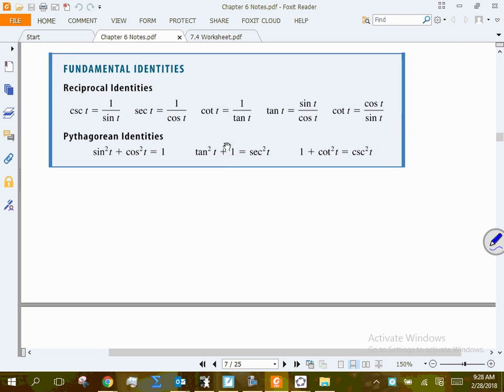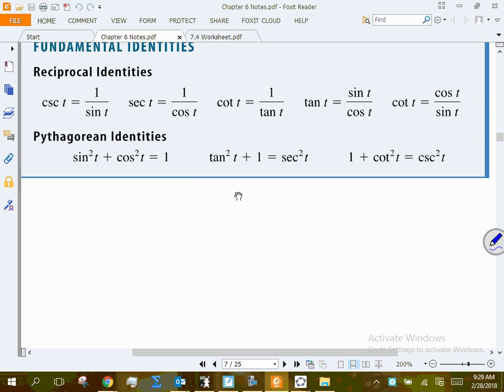I'm going to put these up there. I think you probably already have them in your notes, but I do think it's beneficial to have them again. All right, so with those, remember, obviously your reciprocal identities, I'm not going to talk too much about those. Same concept that we talked about in chapter 5.